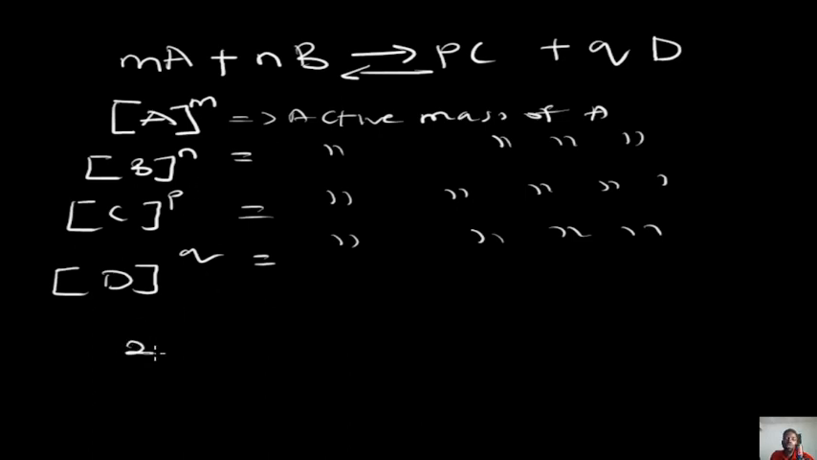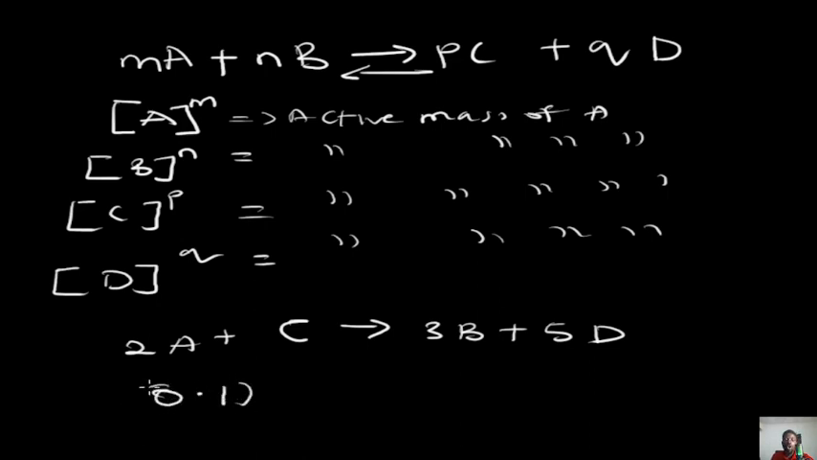Let's say it is now 2A plus C reacting to give 3B plus 5D. If the concentration of A is 0.1 and I ask what the active mass of A is, it is going to be 0.1 all raised to the power of 2.